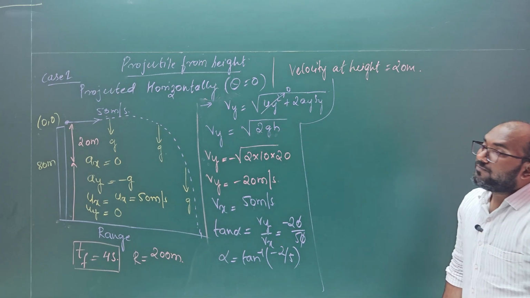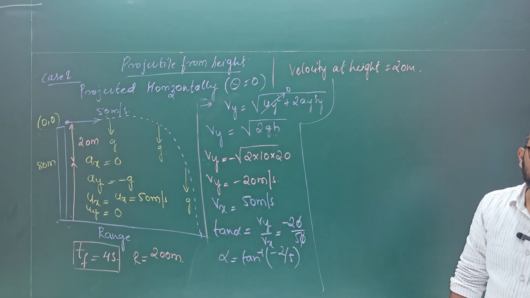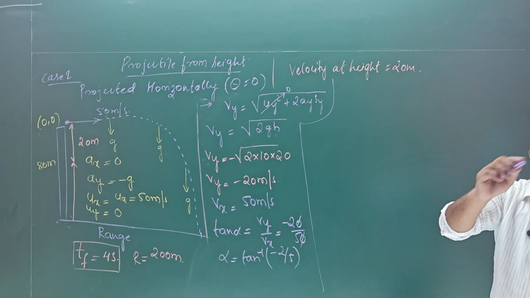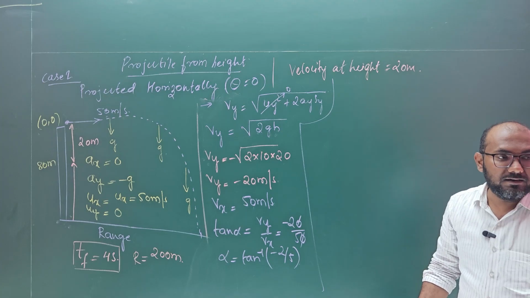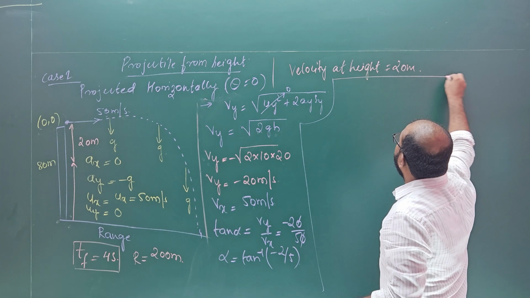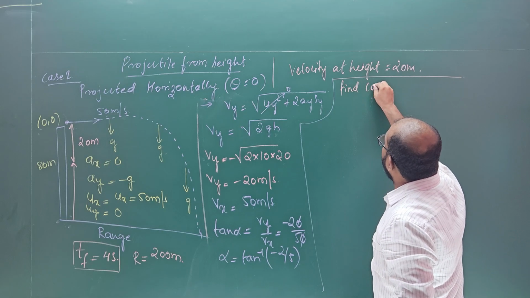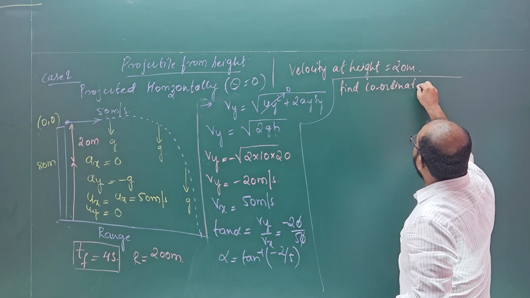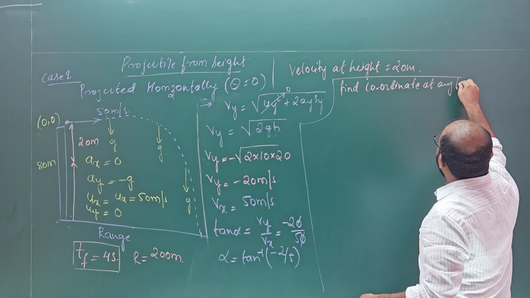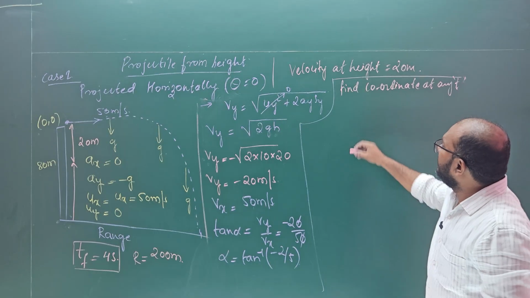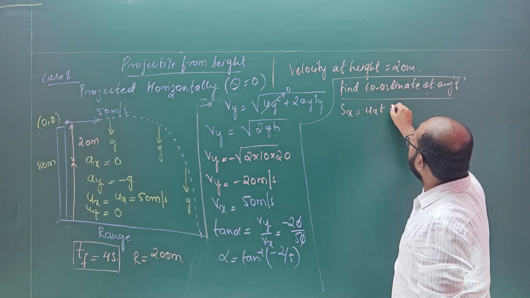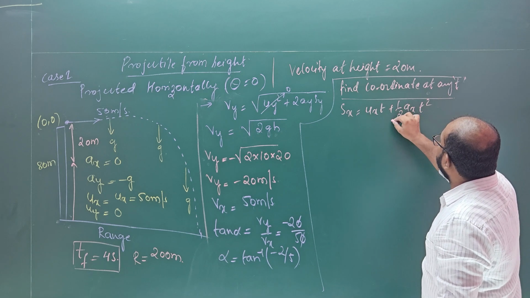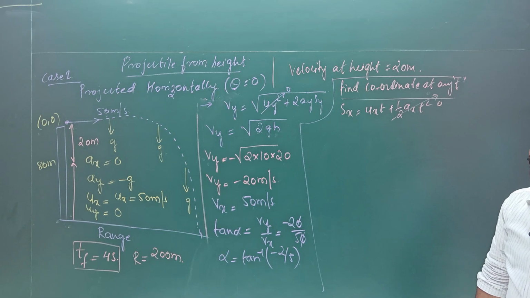Similarly, one more thing they can ask. They can ask you to find out the coordinate at any time t. So let's say 2 seconds. That means we should be using Sx and Sy. Now, if they are asking for time, then Sx is nothing but uxt plus half of ax t square, and this becomes 0. We already know that. Yes or no?